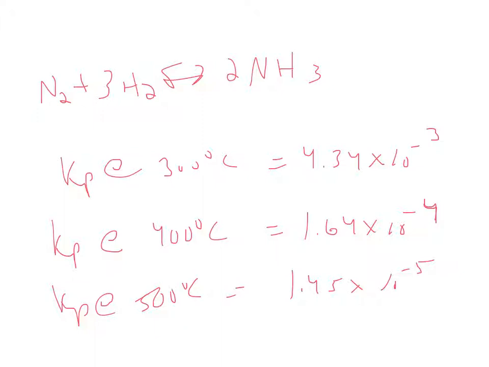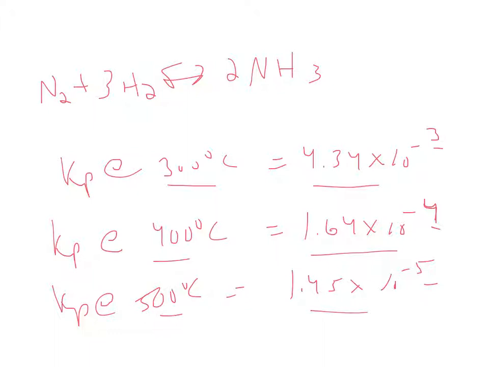Okay, so notice what's happening. If temperature is increasing, the value of this constant, is that going up or down? Take a minute, think about it. Well, negative exponents are increasing, so it's decreasing, right? So my value of my constant decreases when I increase temperature.